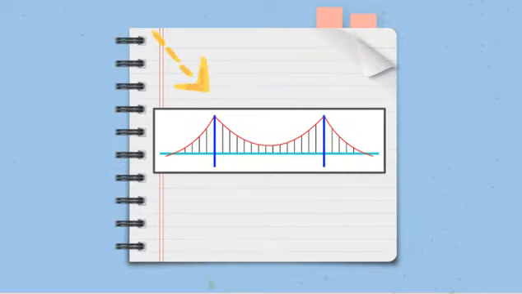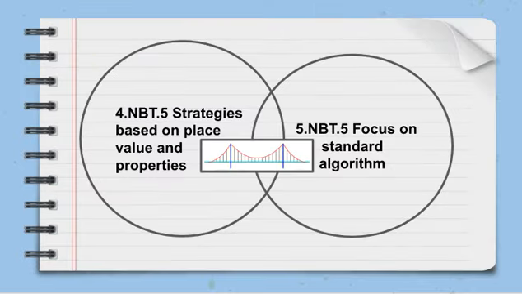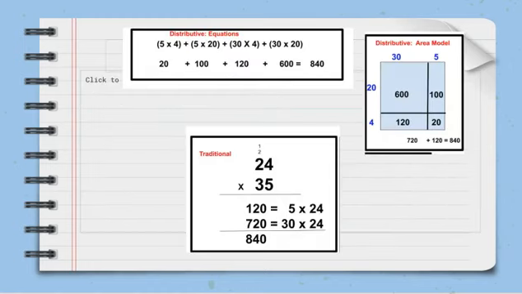So, how do we build a bridge between those two standards? We do not want kids stepping into that standard algorithm and now we're saying, okay, something brand new and different. Our job is to be that dot connector. How is what they've been doing with strategies based on place value and properties directly connected to that standard algorithm? All right, how is it the same? How is it different, right?